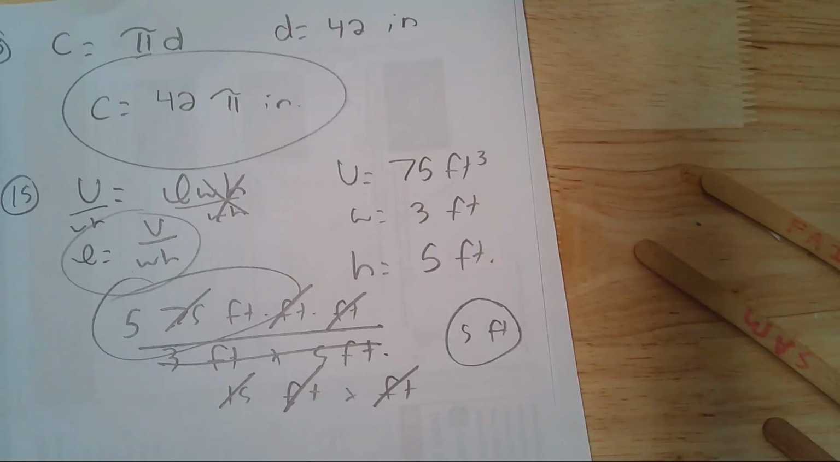Try number 21. This time you're just solving for the unknown variable. You do not have to rewrite. So when you get to 18, 20, and 22, you do not need to rewrite.